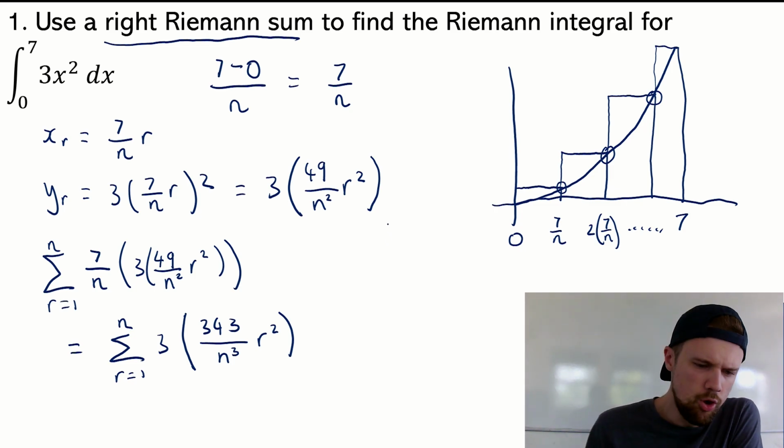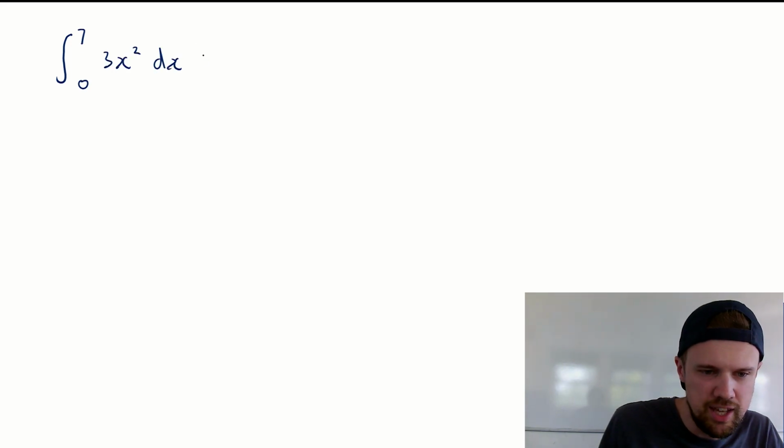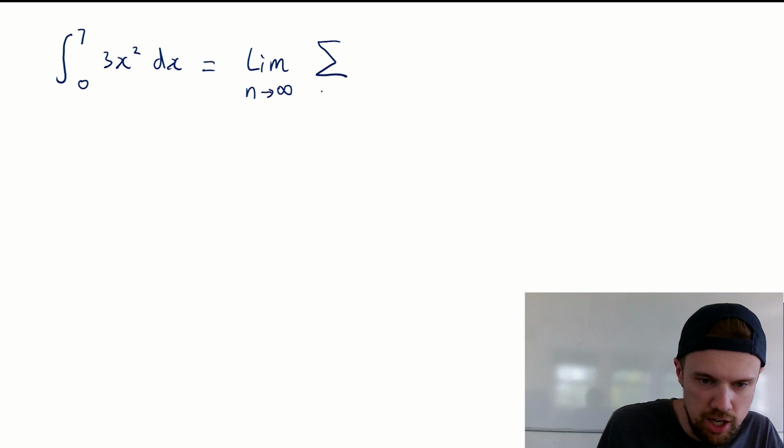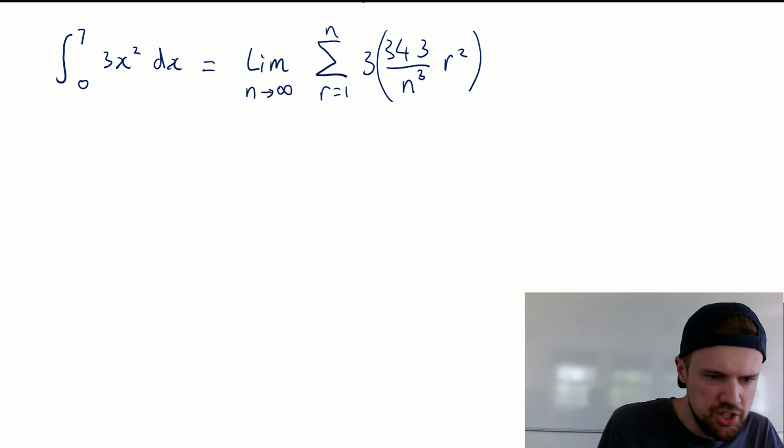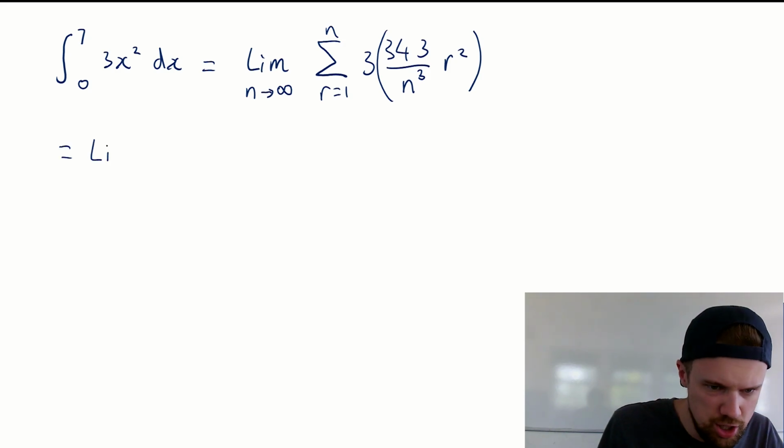So that would be the Riemann sum, but we actually need to calculate what that would be in terms of n. And then also, the other fact is we're calculating the Riemann integral. So therefore, to convert it into the Riemann integral, we basically need to apply a limit to that thing that we had there. So it would be the limit as n tends towards infinity of that summation we were just looking at, which was from r equals 1 to n, 3 lots of 343 over n cubed, lots of r squared. Cool. So now we can go ahead and continue working this stuff out.